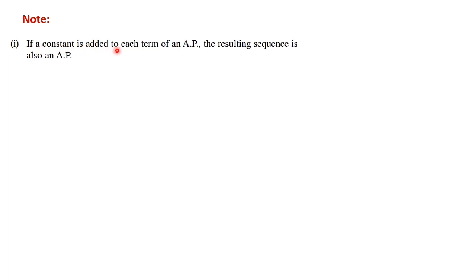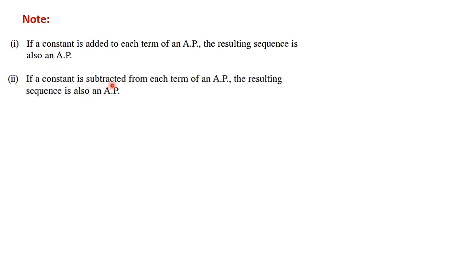Next, we shall note some important points related to AP. If a constant is added to each term of an AP, the resulting sequence is also an AP. If a constant is subtracted from each term of an AP, the resulting sequence is also an AP. When we add a constant number to each term of an AP, or subtract it, the resultant sequence is an AP.